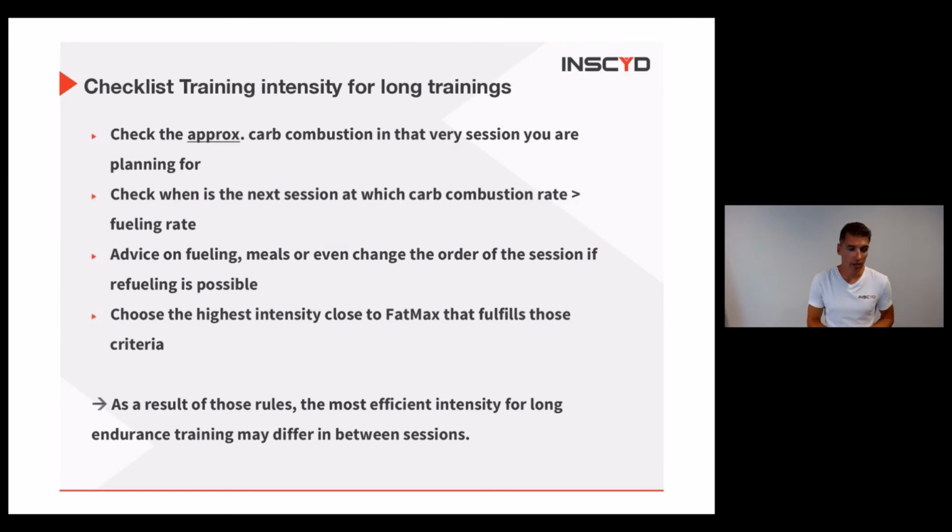So let me summarize the checklist, how to define training intensities for longer trainings. One thing is, check the approximate carbohydrate combustion in that session you are planning for. Think about how much carbohydrate is needed, total and/or per hour, and is the athlete able, in a worst case scenario, if he or she runs slow, to replenish that, right? So you need to look at what the combustion rate is. If it exceeds 60, 70, 80 grams, it's unlikely really that the athlete is replenishing that.